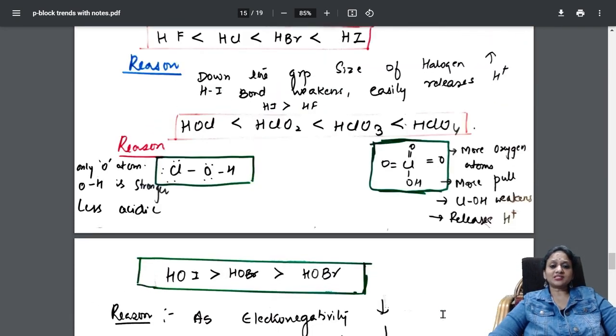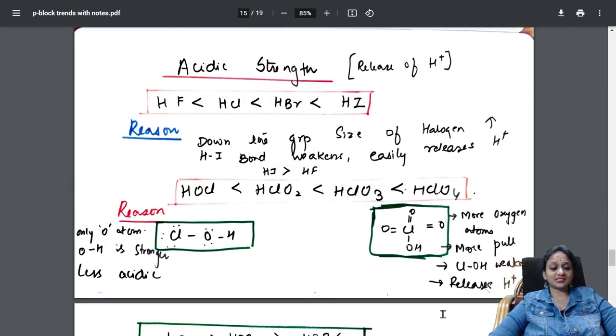I took the trend of acidic strength. Observe carefully, students. Acidic strength. Order is mentioned. Reason is mentioned. Carefully, I have written. So, same thing you can remember for your MCQs. So, how is the proton released?